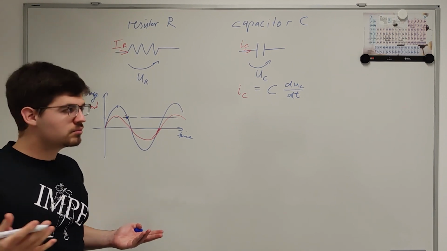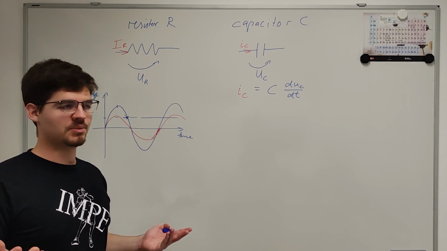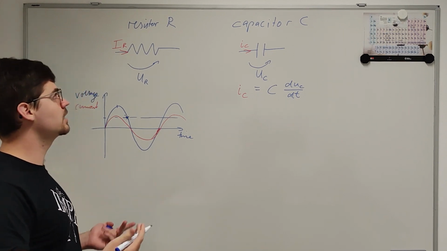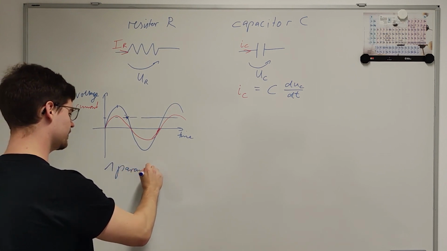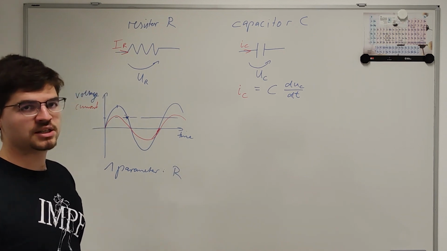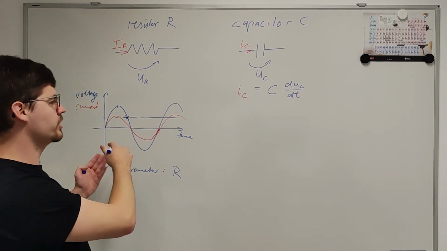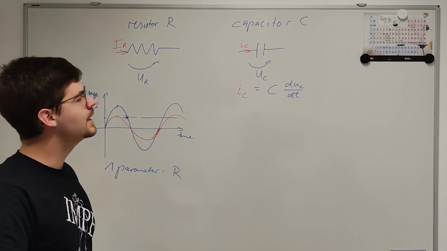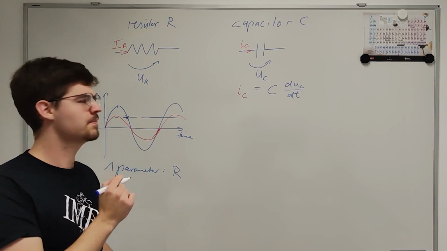Now, we can continue to describe this system with just one parameter. And this parameter we can again call R. And it is basically a proportionality factor that relates the current to the voltage. Now let us consider this case of excitation for the capacitor C.